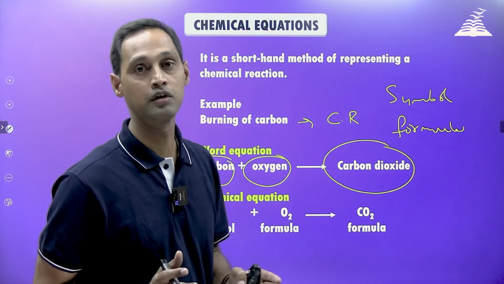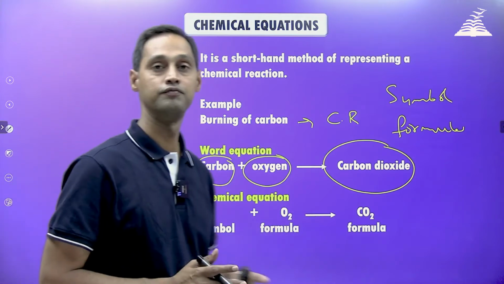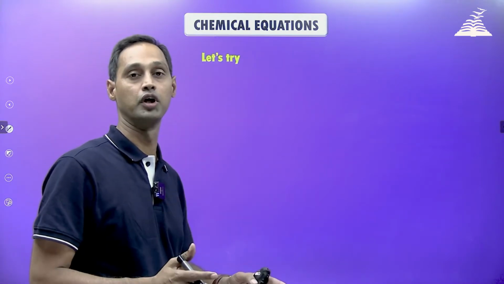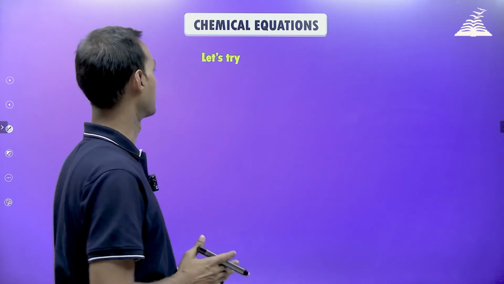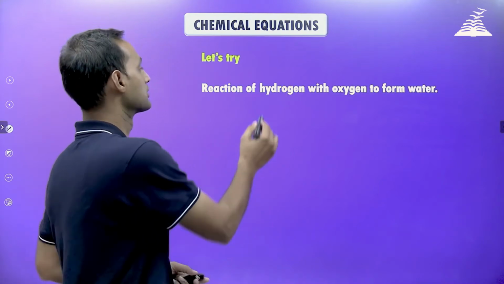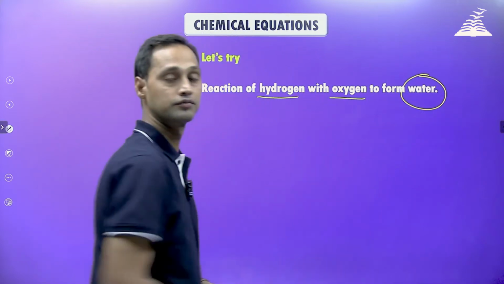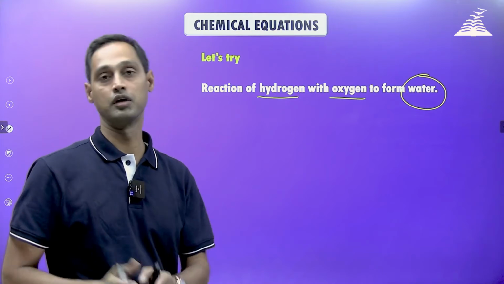What is a chemical equation? A representation of a chemical reaction using symbol and formula. Very simple. Okay, we will take another chemical reaction and try to write the word equation and chemical equation for the given chemical reaction. The reaction we are considering is the reaction of hydrogen with oxygen to form water. Now we will write the word equation first and then the chemical equation.